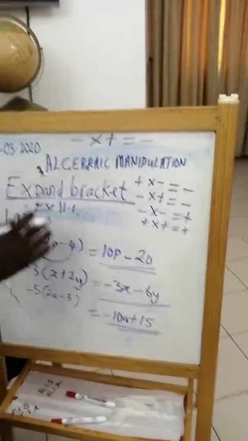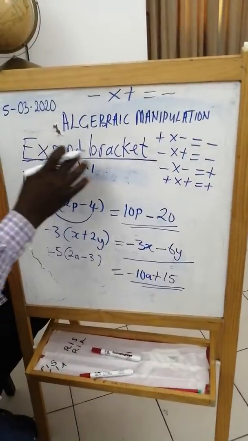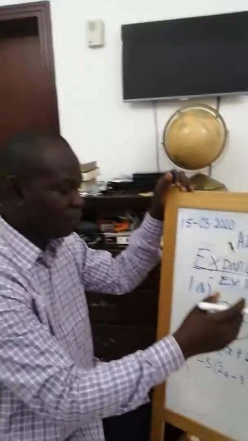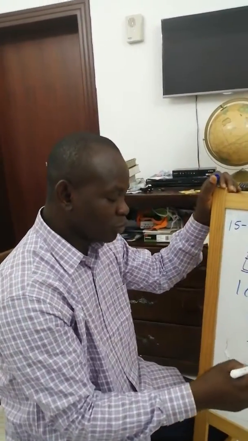So what we've been doing is how to expand brackets, expansion of brackets. Very easy. So boys, I need you to solve question number 1, question 2, 3 and 4, A to D.